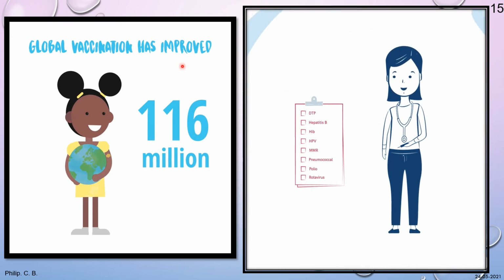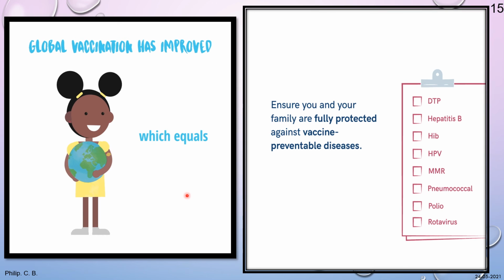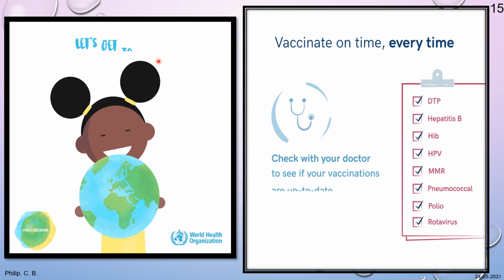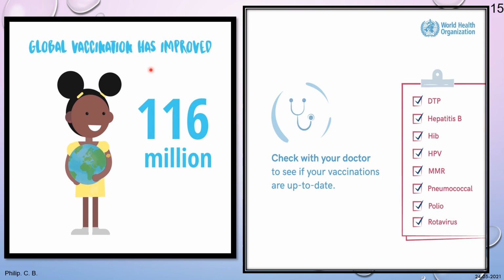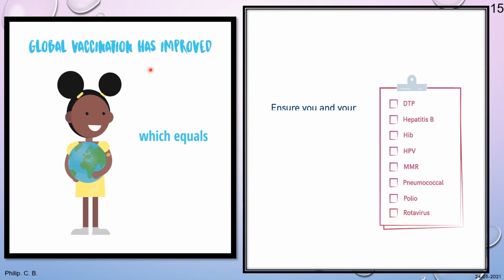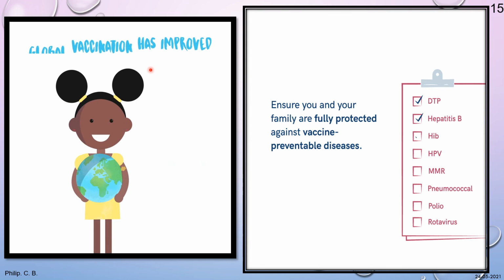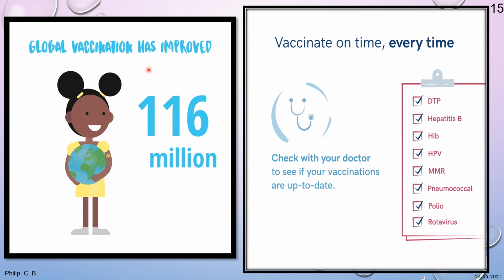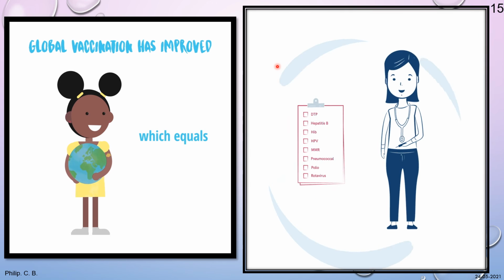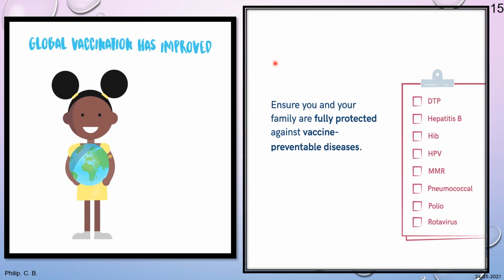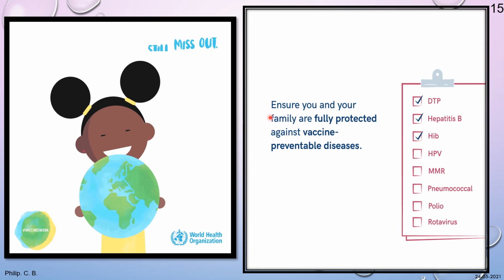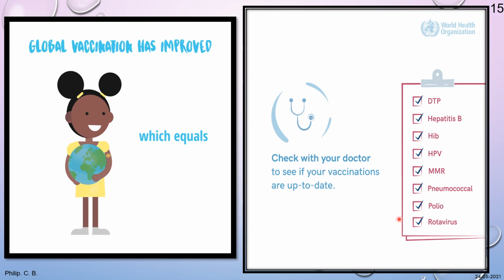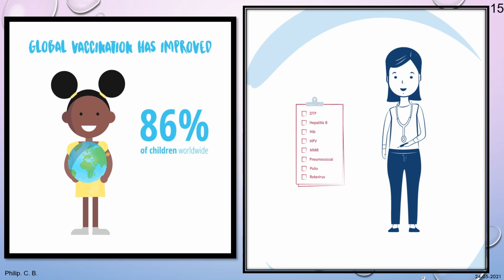Then here global vaccination has improved to 116 million children worldwide, right, which equals 86% of children, but still 19 million children miss out. So we have to work on that, because if you see that remaining 14%, or 19 million, is also a very huge number. So this 19 million could be affected. Then here in the second slide you can see different vaccinations. Once the mother delivers the child, the doctor gives a list or a chart where the child has to be protected against various diseases: DTP, hepatitis, HIV, HPV, MMR, pneumococcal, polio, rotavirus, etc. So vaccination should be taken accordingly.